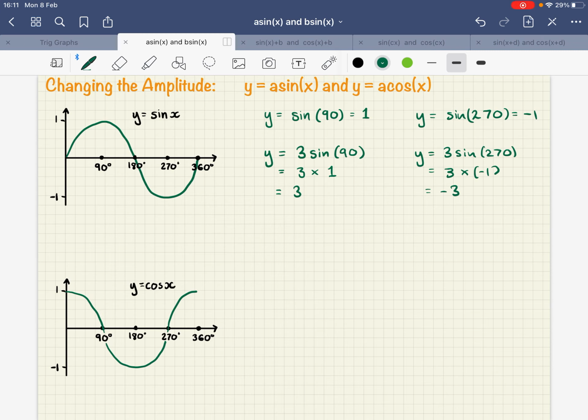And the exact same idea happens with our cosine wave. So if I dealt with y equals cos 360, that is our value for 1 there. So 360, that goes up to 1. So in the same idea, if I had y equals 3 cos 360, that would be 3 times the 1, which is going to be 3. So the exact same idea occurs here. So let's take a look at some questions which you're more likely to see.